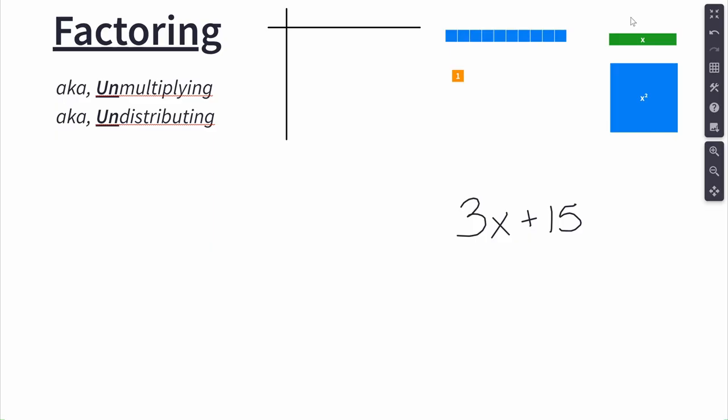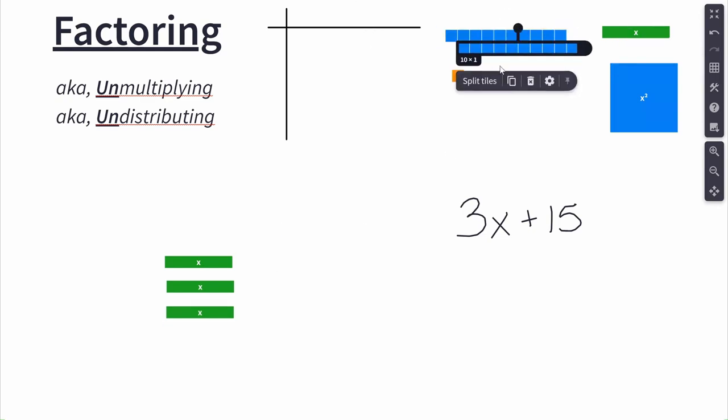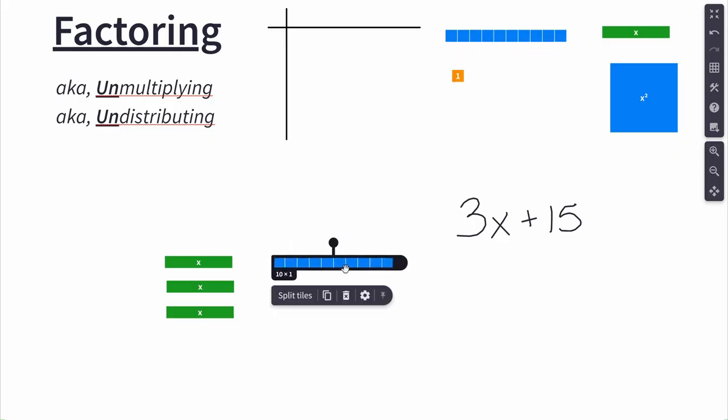So let's set up the expression 3x plus 15 using our algebra tiles here. We need 3 of these x's, and we need 15 ones. So here's a 10 ones. Let's copy the 10. So we have 3 x's and 15 more.